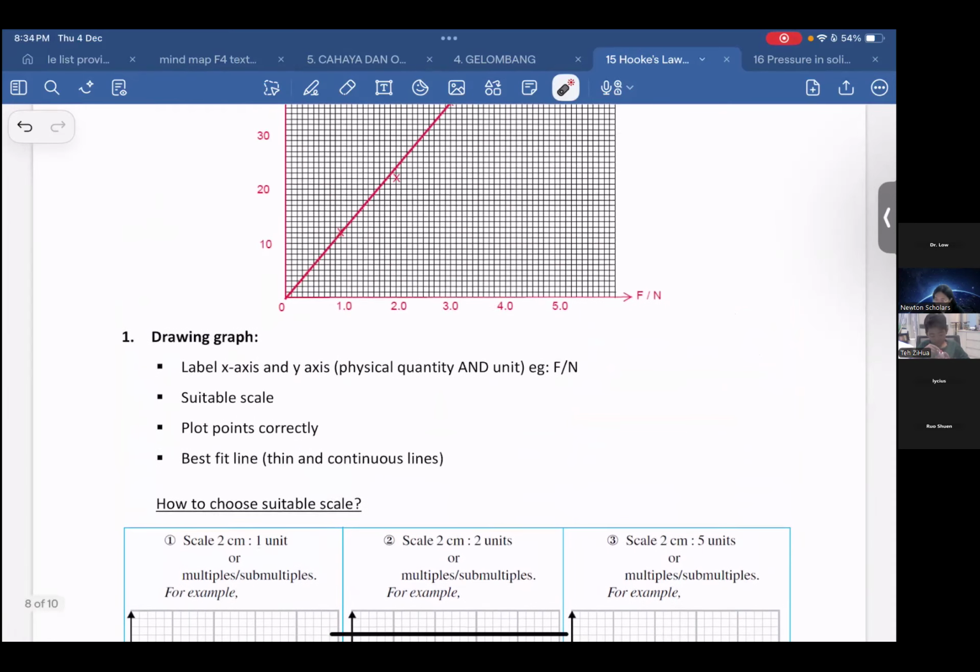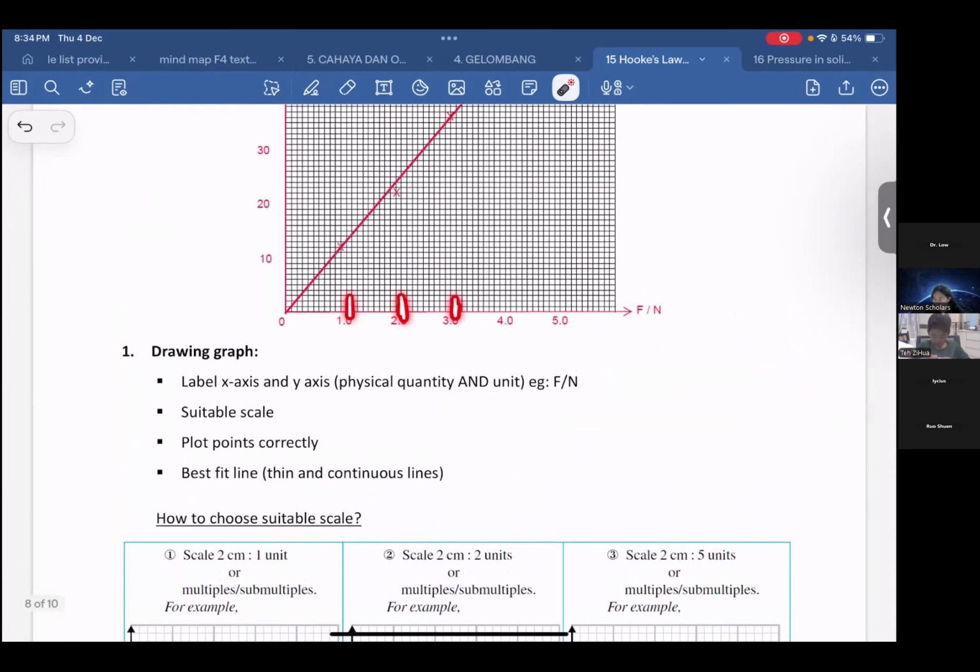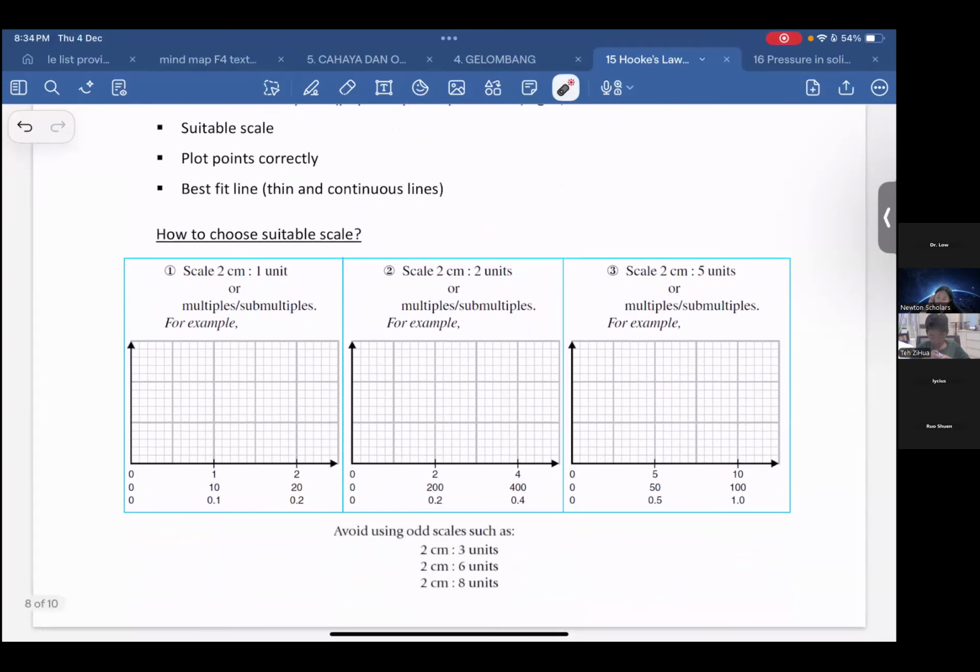Every 10 boxes, we draw the line and label here. So for every 2 cm, the value that I accept is 1, 2, or 5, or multiples of them. What does it mean? Let's say this is 0 to 1, then continue adding on 1, become 2, add on 1, become 3, add on 1, become 4. Or 0, 10, 20, 30, 40, or 0, 0.1, 0.2, 0.3, like this.